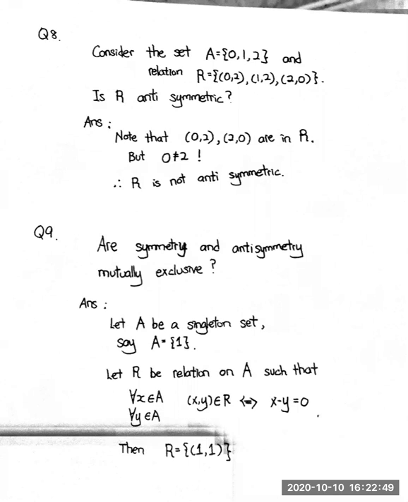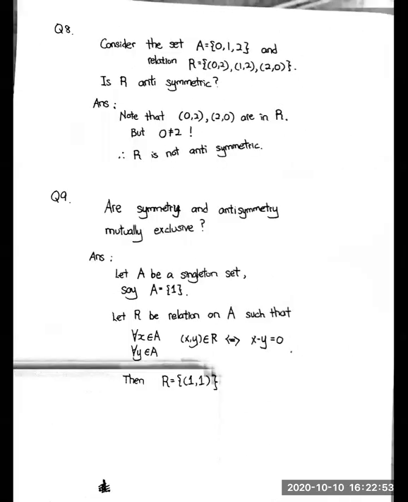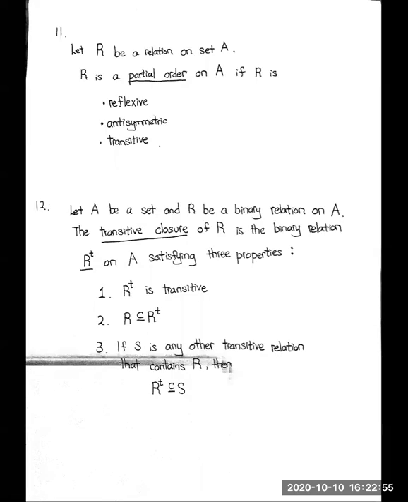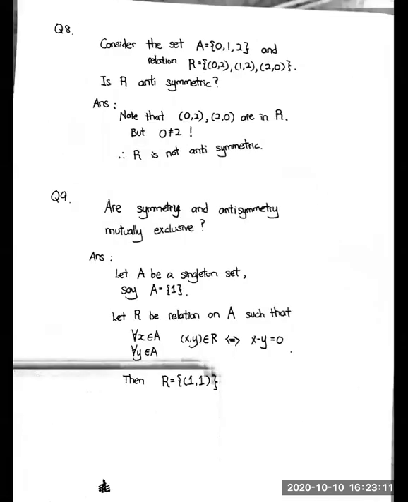Recall from the definitions. Let me try to link back. Anti-symmetric means that if (x, y) is in R and (y, x) is in R, then you must have x equals y. However, this is not the case. We can see that (0, 2) and (2, 0) are in R, but 0 is not equal to 2. Therefore, R is not anti-symmetric.